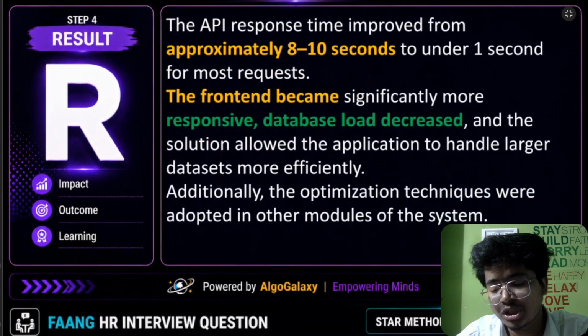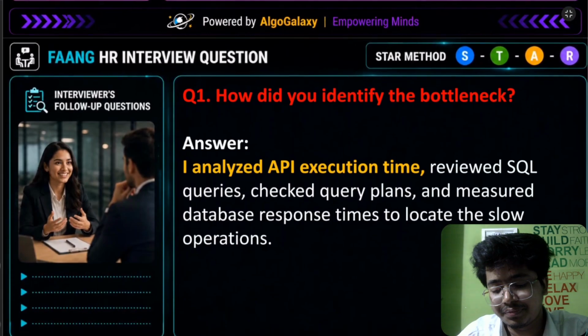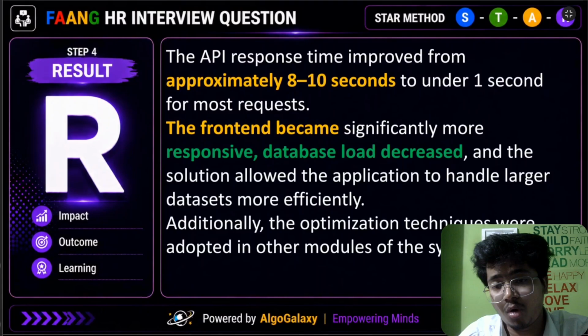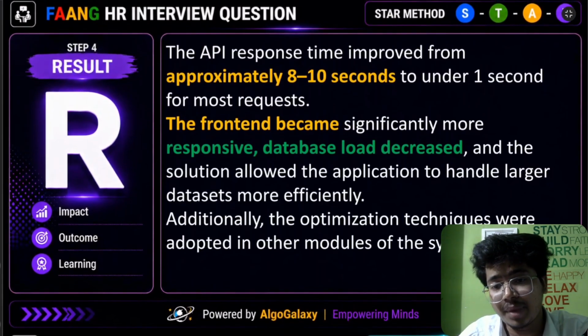The API response time improved from approximately 8 to 10 seconds to under 1 second for most requests. The front end became significantly more responsive, database load decreased, and the solution allowed the application to handle larger datasets more efficiently. Additionally, the optimization techniques were adopted in other modules of the system. So this was the result of the problem that I solved utilizing SQL optimization tricks, and this is how I tackle complex situations.